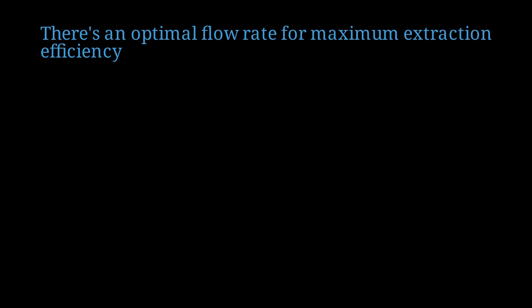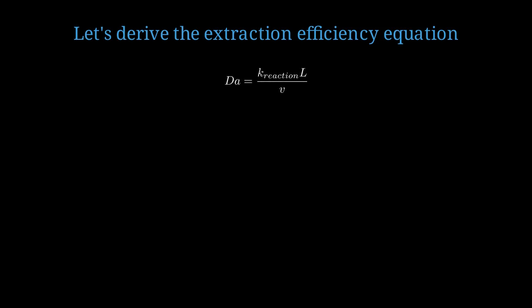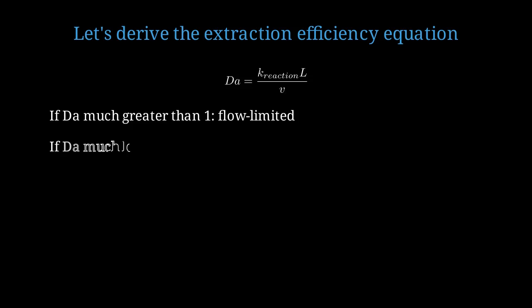There's an optimal balance. We can write a dimensionless number that tells us if we're diffusion-limited or flow-limited. The Damkohler number equals the reaction rate constant times characteristic length over velocity. For extraction, this compares diffusion time to residence time. If the Damkohler number is much greater than 1, diffusion is fast compared to flow. We're flow-limited and need a higher flow rate. If the Damkohler number is much less than 1, flow is fast compared to diffusion. We're diffusion-limited and slower flow won't help.